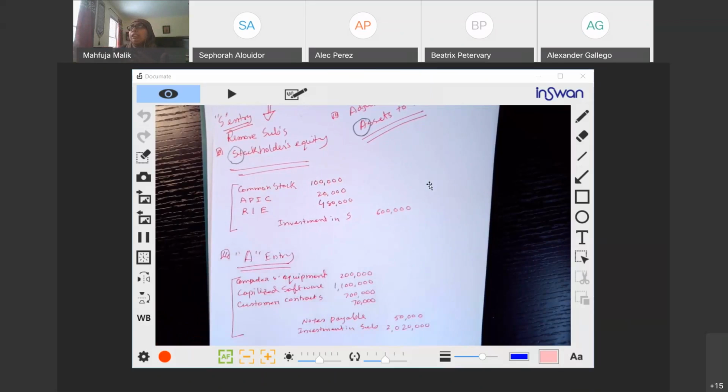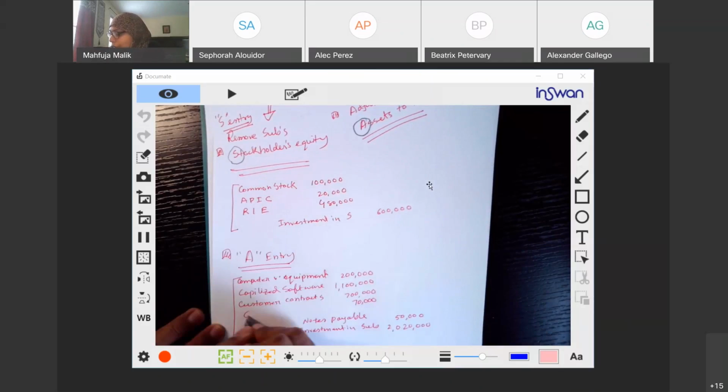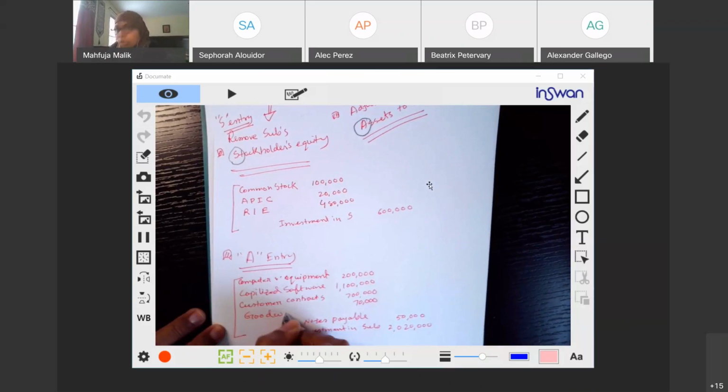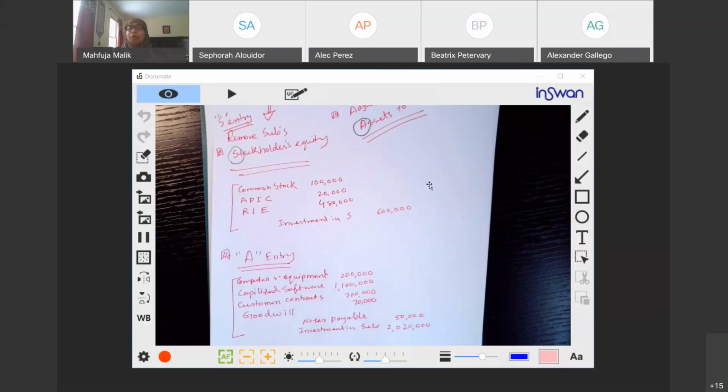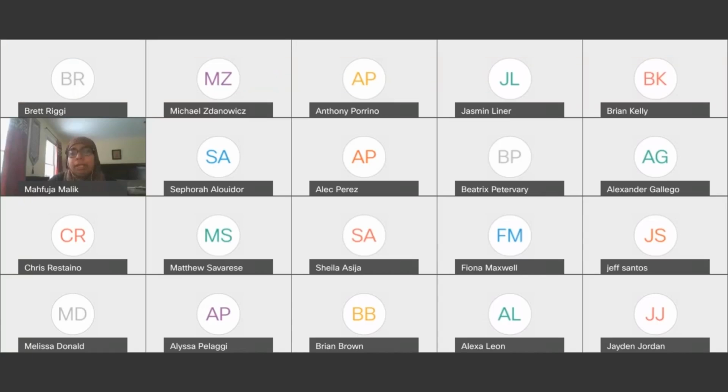We reduced it as per their book. We adjusted all these assets, liabilities, and the differences, the excess part. Still, we are paying 70,000 extra, and I call it goodwill. So this is how the A entry will look like. That means if I ask you to do it by hand, I think you should be fine to do both entries. I hope everyone is here.